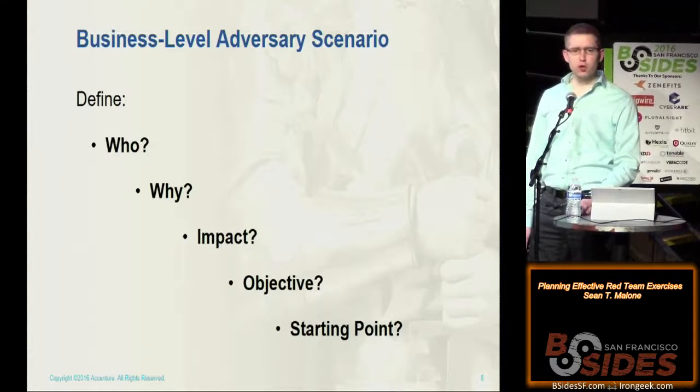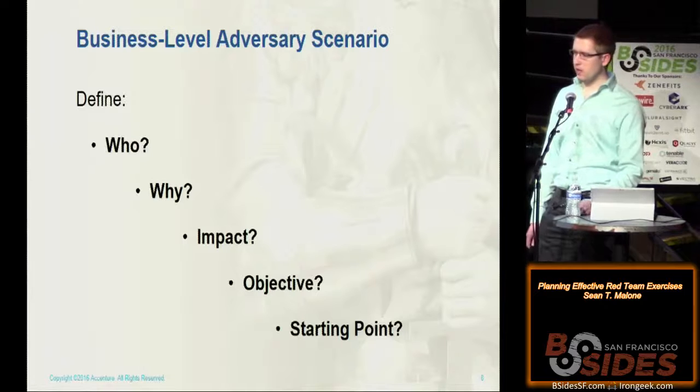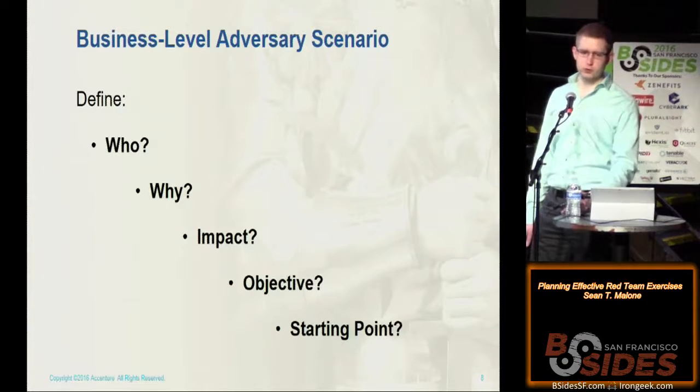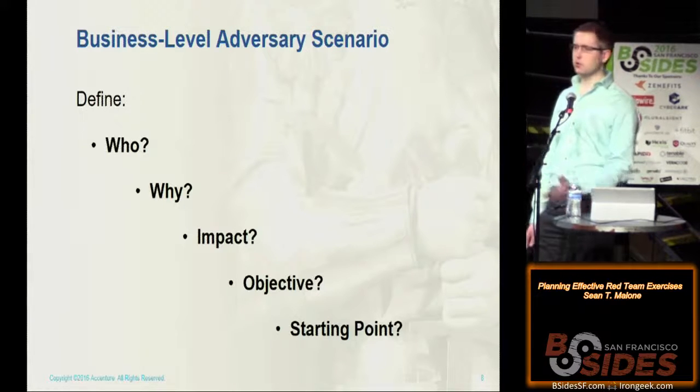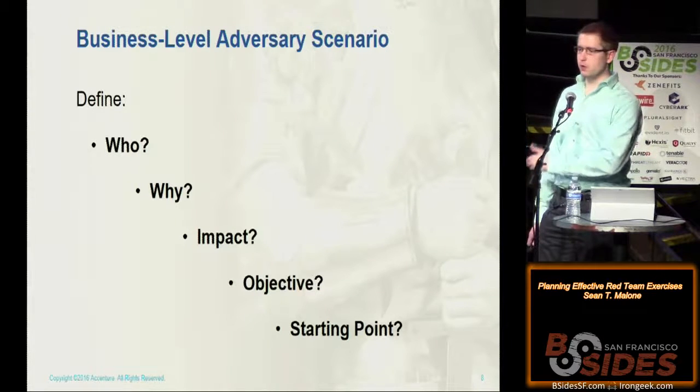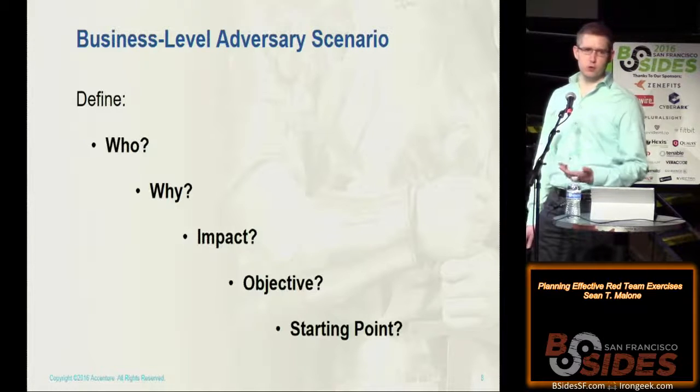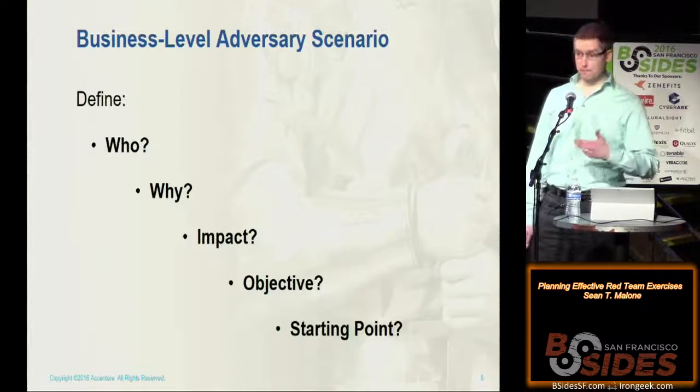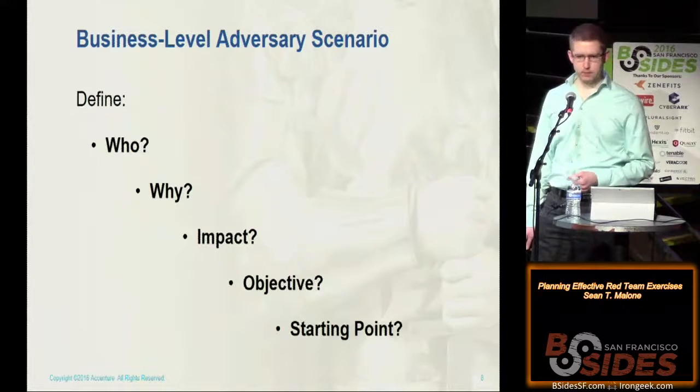Finally, what's the starting point for this type of an assessment? Are we looking at an insider threat where the adversary already has access to the internal network and some level of credentials? Or are we looking at an external adversary who first needs to breach the perimeter, set up that foothold on the internal network, and then become an insider threat, so to speak?